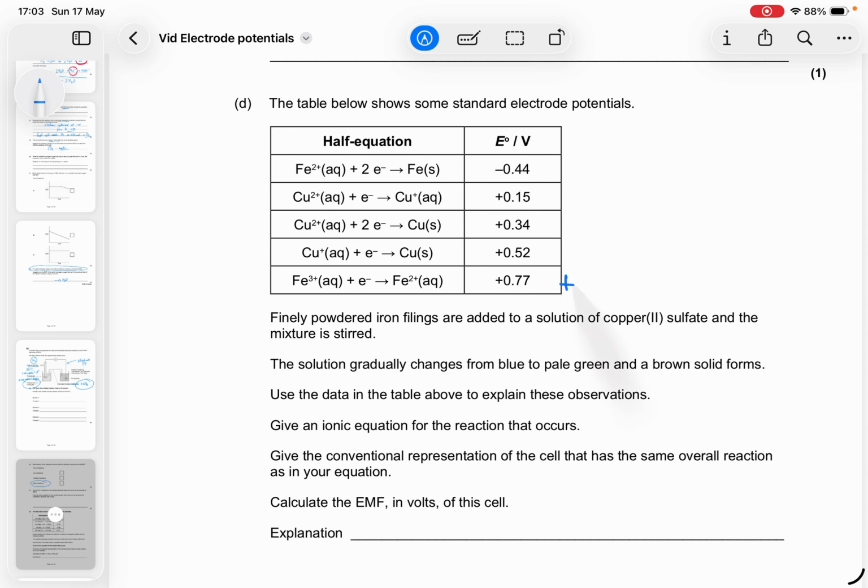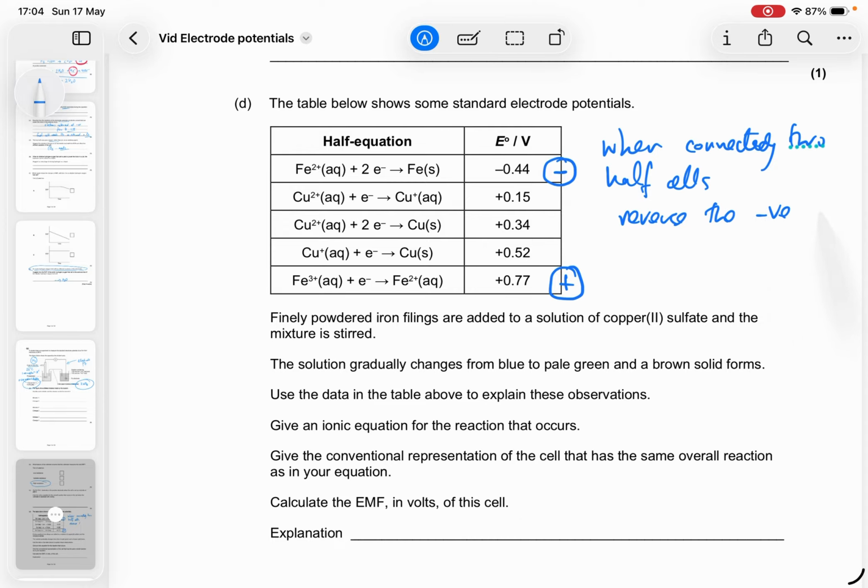This is the most positive, this is the most negative. So when connecting two half cells, you always reverse the negative one. So let's look at a reaction here. Let's look at the question. Finely powdered iron filings are added to copper sulfate. So we're looking at this half cell and we're looking at this half cell.